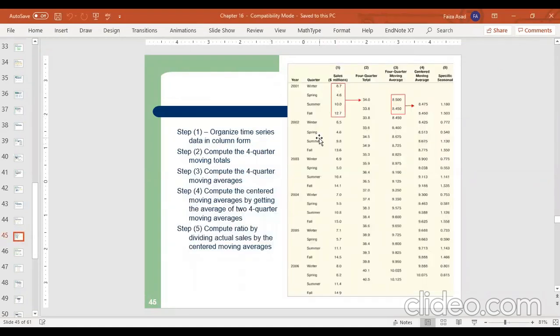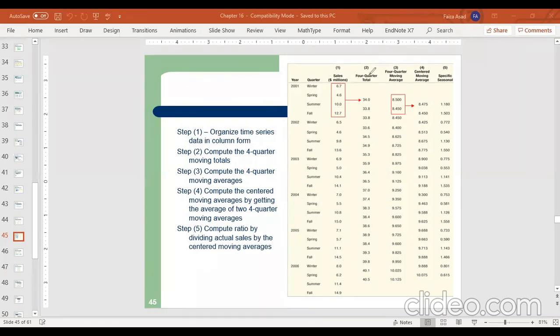So here the data is arranged into a table form, into columns basically. The steps are given in the description as well. We will start from the first column. It shows the years, and then each quarter for each year. There are 4 quarters in each year: winter, spring, summer, and fall. The first step is to organize the time series data into column form. So here are the values for each quarter.